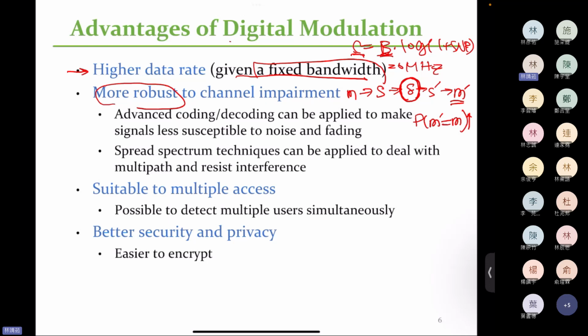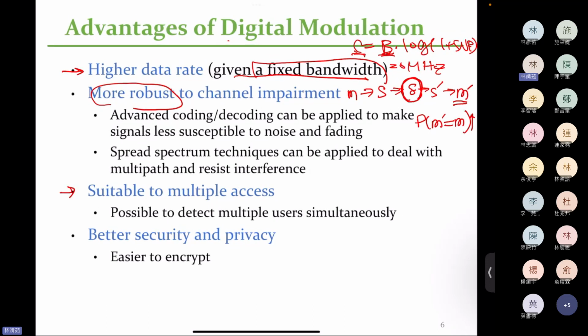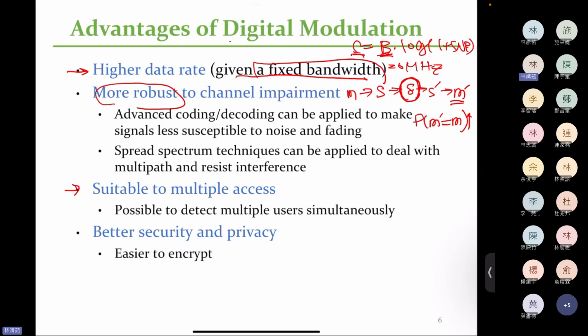And also, it's more suitable for multiple access, which means that if you have multiple users who want to transmit simultaneously, it's actually better to do digital modulation because you have a clear boundary. And then you can say, okay, everybody just starts transmission at the beginning of the boundary. And it's also secure and private. I'm not covering security here, but if you want to do some encryption, it's easier if you can encrypt on top of a discrete signal.